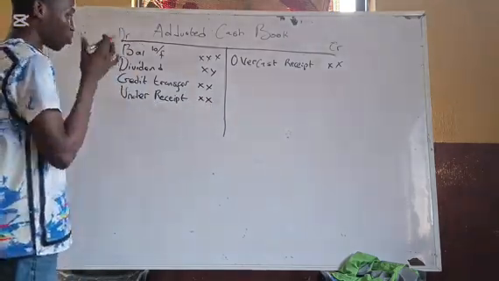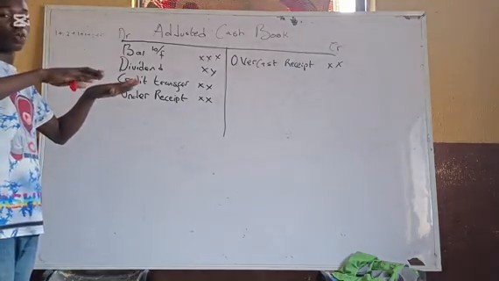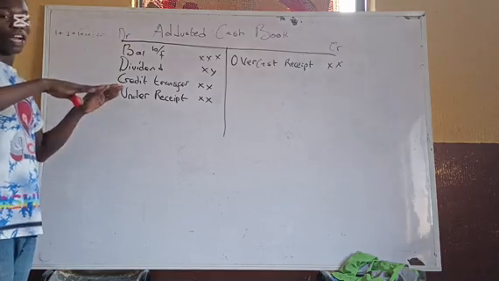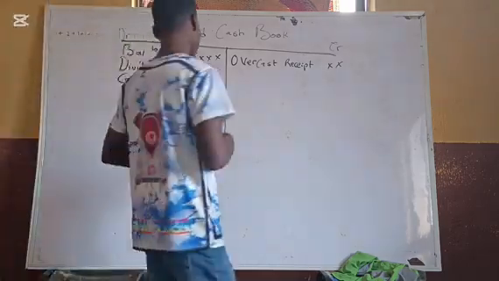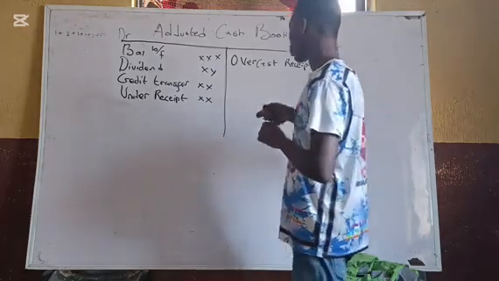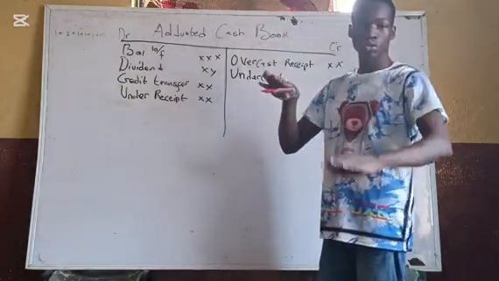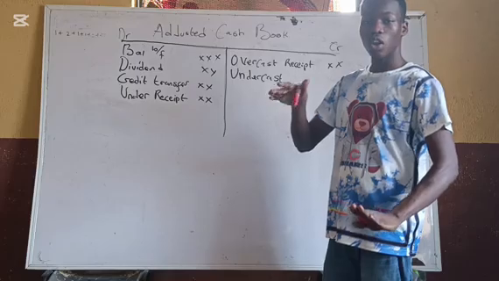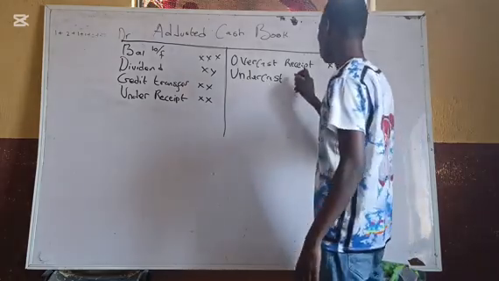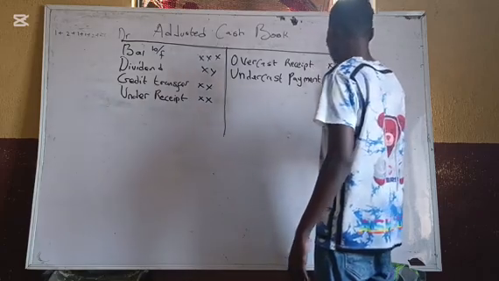Now, look at overcast payments. You made the payment, so your bank account is going to what? Going to reduce. Now, the adjustment is to add it to your bank account back. So you have your, no, sorry, that is undercasted payment. So it will be added to your bank account. Undercast will reduce your balance, right? So you add it to it in order to reconcile it. So it will be added to your bank account, undercast payment.